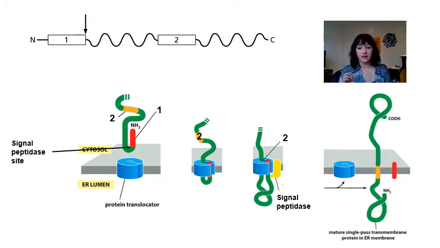Now the translocator is going to let go. And so what we have resulting is a single pass transmembrane protein with the N terminus in the lumen and the C terminus facing out into the cytosol. So you've got to keep track of those N and C termini.